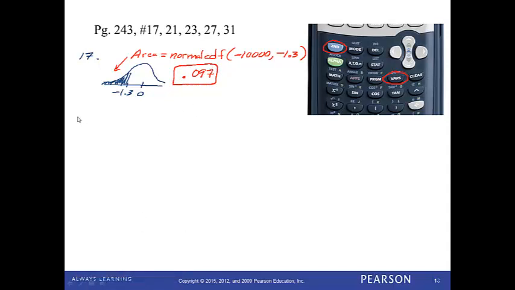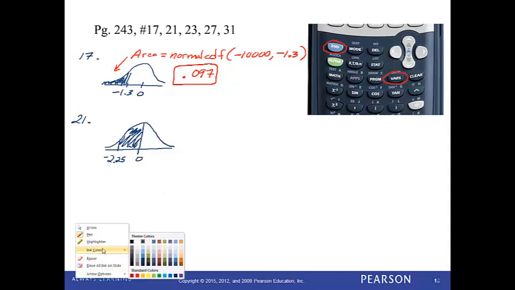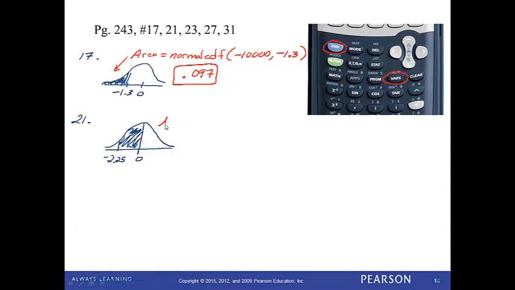Alright, let's look at number 21. So same type of problem. I have a bell shape, so let me try to draw it again. And I have 0, and then I have negative 2.25. And we're going to shade in the middle. Okay, so now I need to find the area of the shaded piece. So again, I know it's my normal CDF. But this time the lower limit is actually given to me. It's negative 2.25. And then the upper limit is 0.